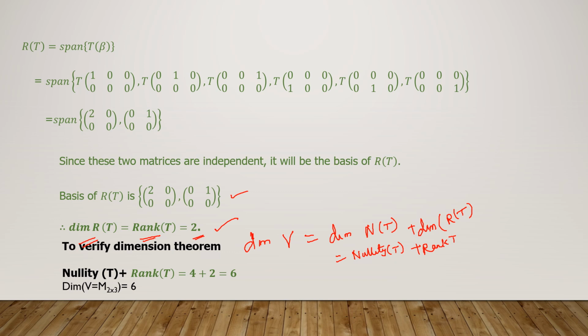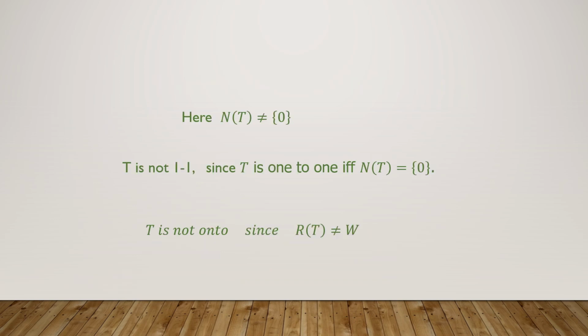So here we can verify it now. We know nullity of T is 4, and rank of T is 2 here. So it is 4 plus 2, 6. What is the dimension of V here? 2 cross 3, it's nothing but 6. So the theorem is verified. Now the final question.